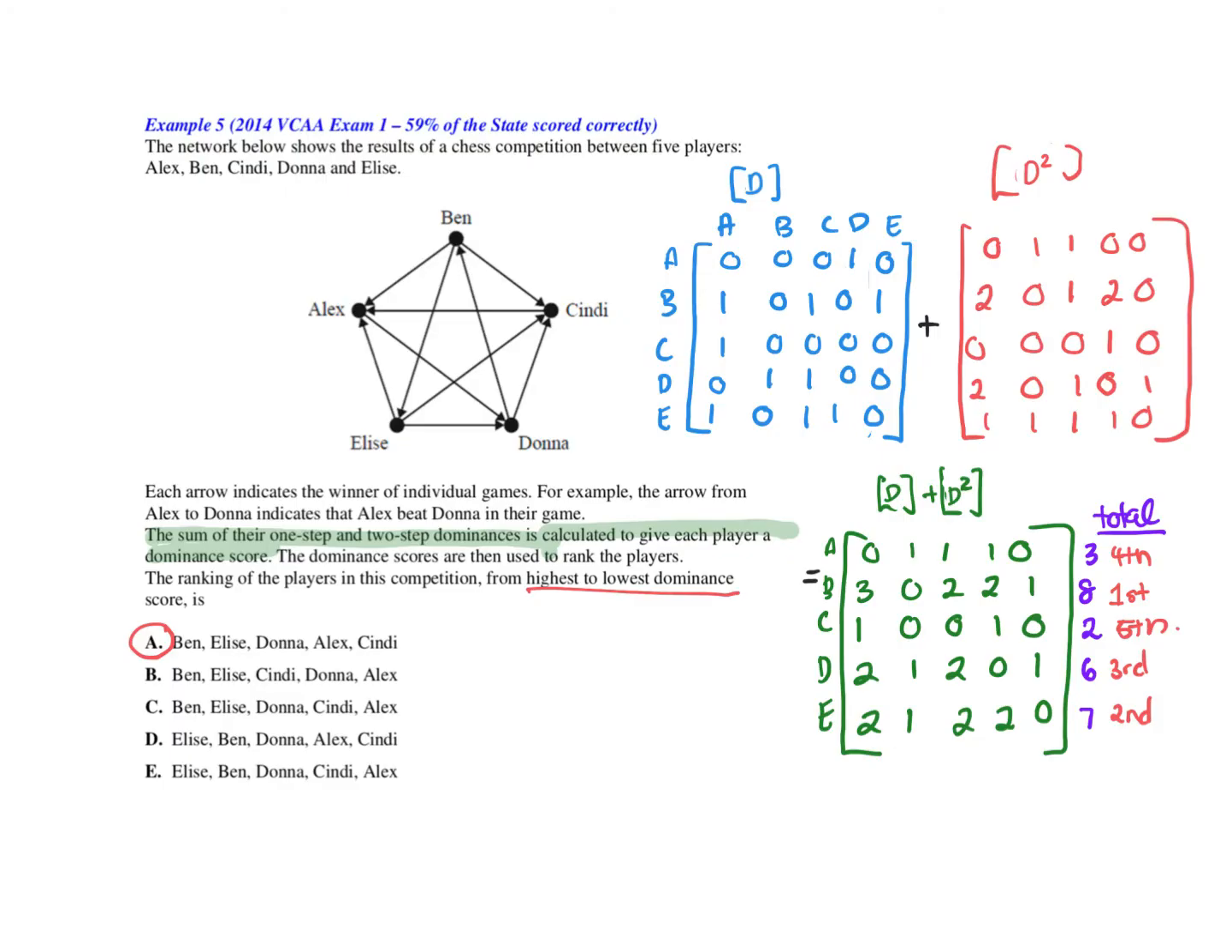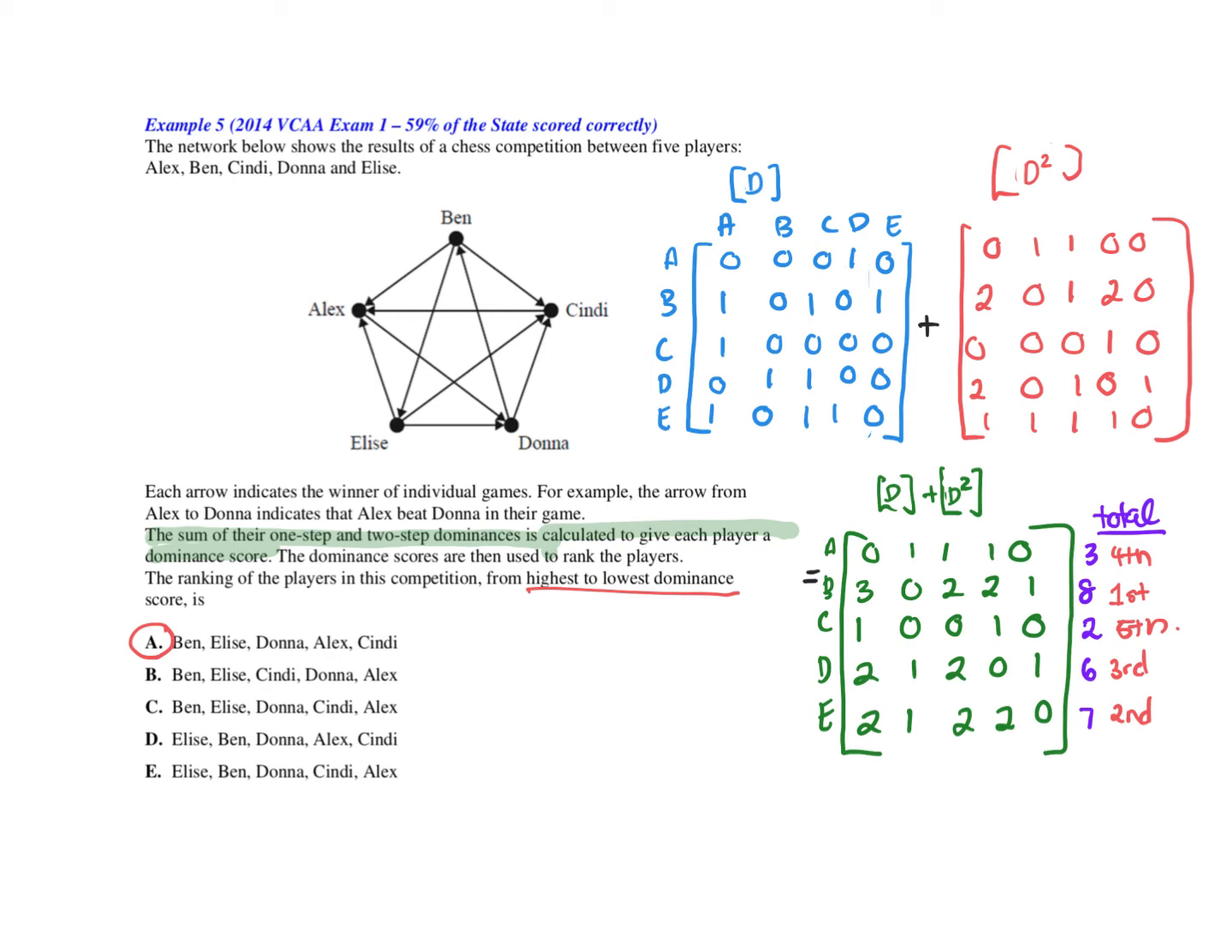Okay, so the network below shows the result of a chess competition with 5 players. So once you know you've got a competition with some type of sport or game, it definitely would indicate a dominance thing. And it says, obviously, the arrows indicate the winner of individual games, and they'll give you an example to explain that. So it says there, the sum of 1 step and 2 step dominance is calculated to give a player a dominance score. So we saw yesterday that we could set up the first dominance matrix. So I'm going to do that here in the blue.